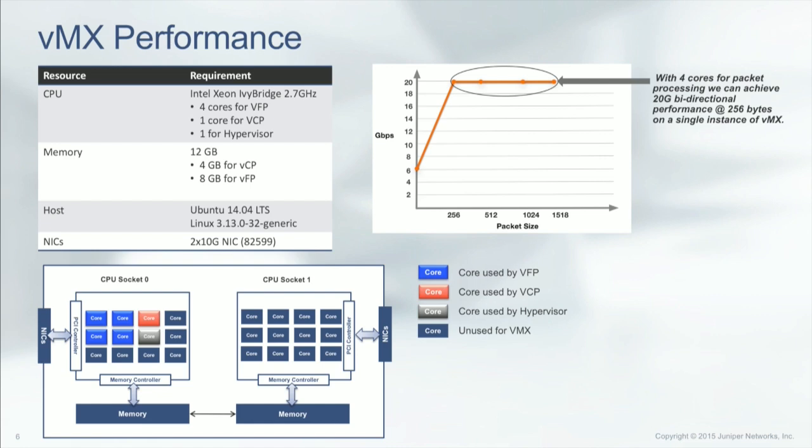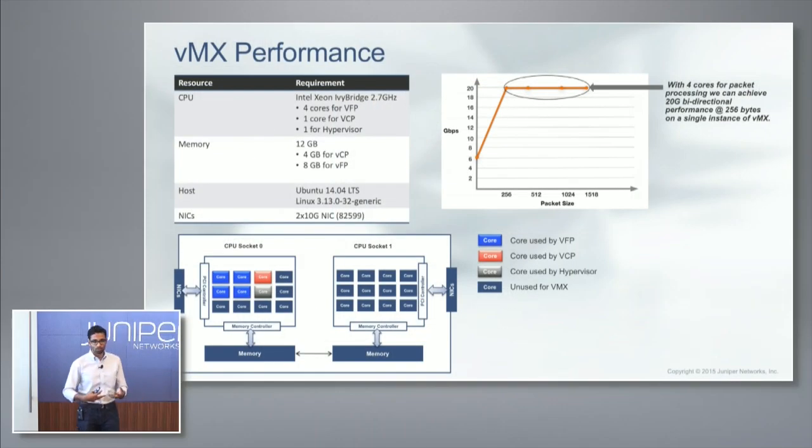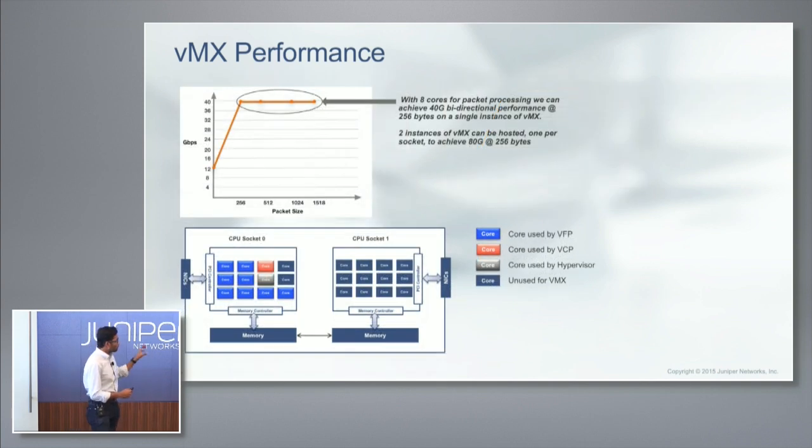This test includes a full forwarding plane of a PE router. For instance, we had 500,000 routes in the forwarding plane, firewall filters, VPN instances, and close to 600 IFLs. So it's a full configuration, and we were able to scale this to 20 gigs with 4 cores on the forwarding plane. If we were to take that further, within a single socket, we can do about 40 gigs bidirectional with a total of 8 cores for forwarding plane.